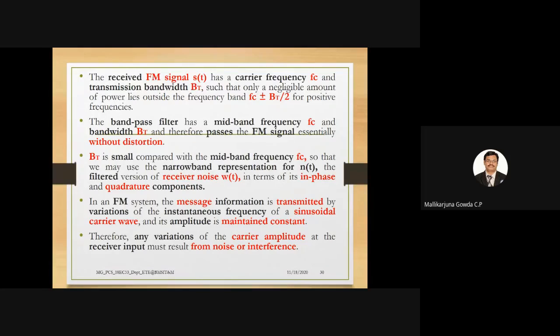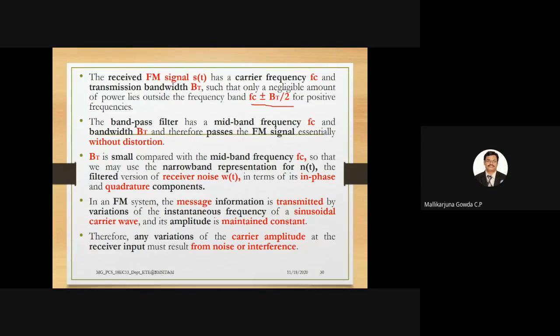So we know if it is a narrowband FM, what will be its spectrum and what will be its bandwidth, right? So that is what is told here. So this will have a negligible amount of power outside the frequency band of FC plus or minus BT by 2, for positive frequencies.